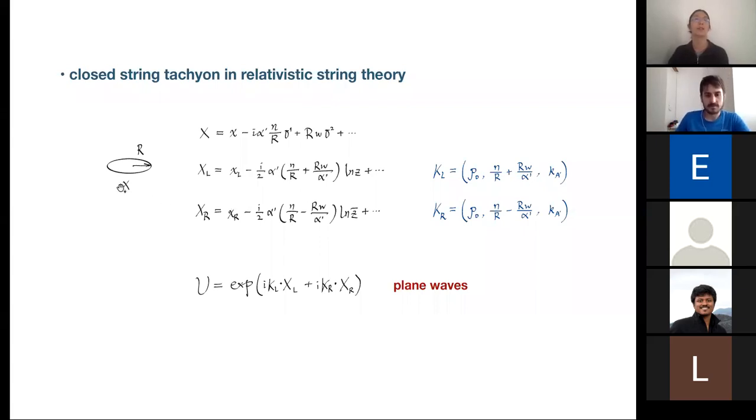And how does that go? So let's take this example in relativistic string theory where we compactify a single spatial direction over a circle of radius r. But you can also do more, but this won't change anything conceptually. So I want to take the mode expansion where we have sigma 2 being the worldsheet spatial direction and sigma 1 being the worldsheet time direction.